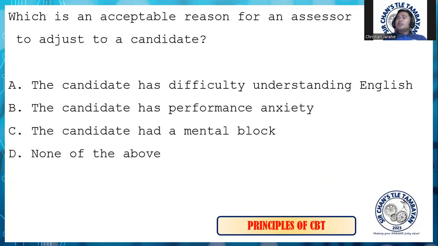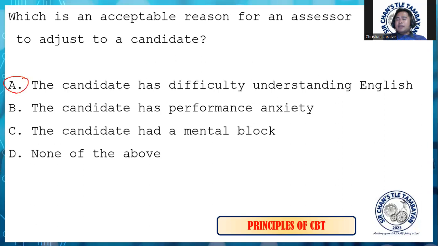Ito, which of the following is an acceptable reason for an assessor to adjust to a candidate? Is it letter A? The candidate has a difficulty in understanding English. Letter B. The candidate has a performance anxiety. Nako, lagot kayo niyan. Letter C. The candidate has a mental block. Or letter D, none of the above. The answer is letter A.